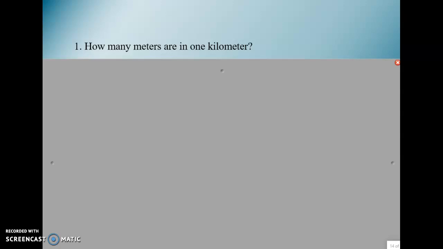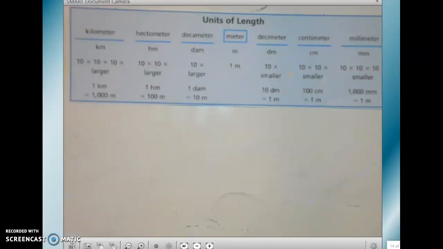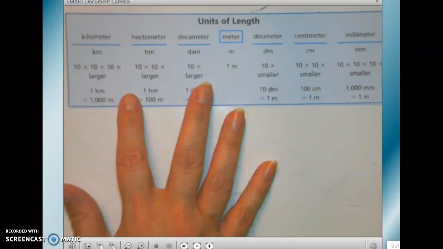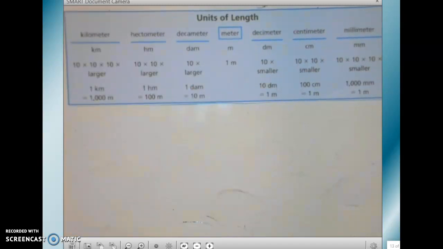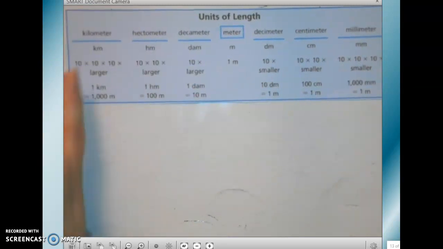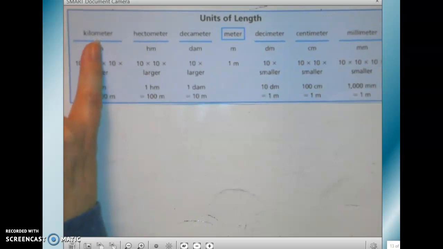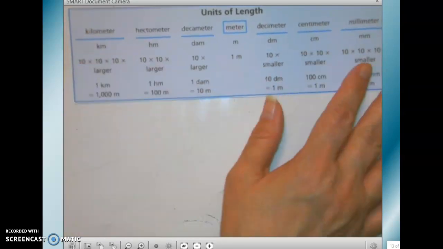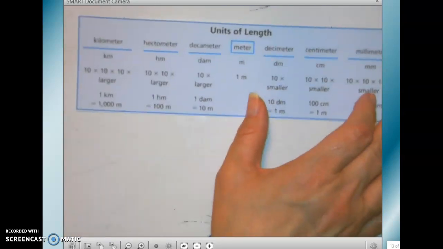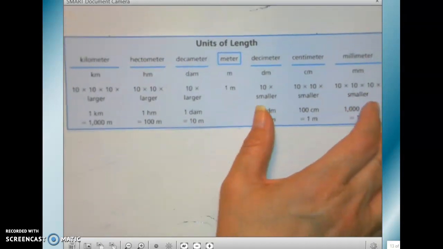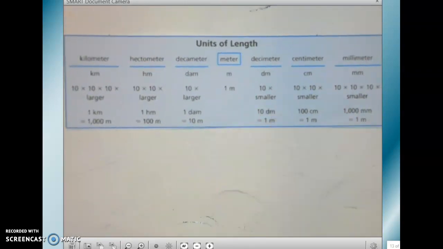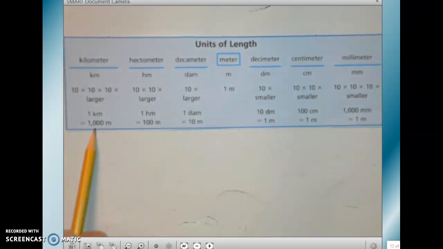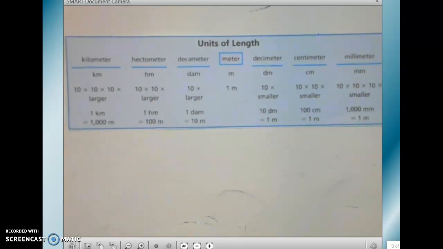How many meters are in 1 kilometer? Well, a kilometer is 1,000 meter sticks. So how many meters are inside that kilometer? Yes, there are 1,000. It says right here at the bottom. There are 1,000 meters in a kilometer. Okay, let's do the next one.